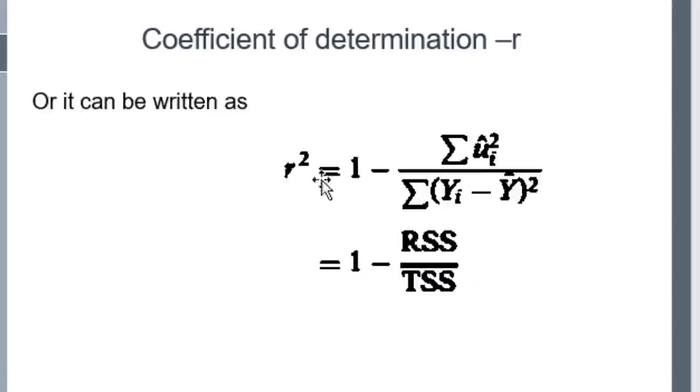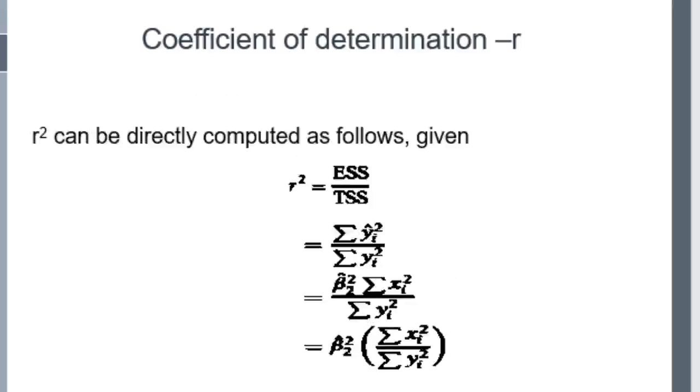This is given here: R square equal to 1 minus sigma ui cap square by sigma of yi minus y bar the whole square. This is nothing but RSS by TSS. That is, 1 minus RSS by TSS will give the R square value. That is, R square equal to ESS by TSS, or sigma yi cap square by sigma yi square. Here sigma of yi cap minus y bar is denoted as sigma of yi cap square, and sigma of yi minus y bar the whole square is denoted as sigma of yi square.